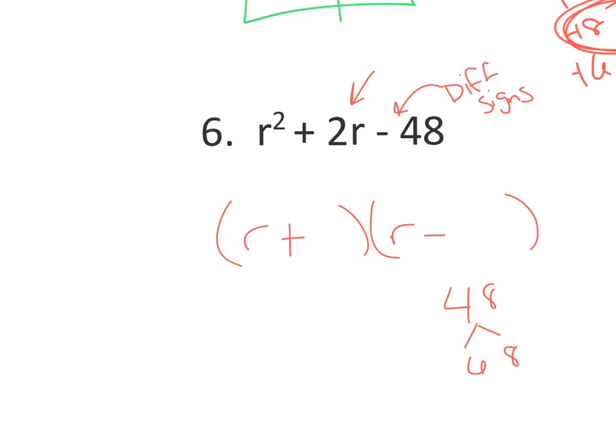So what would make sense? Would it make sense for the 6 to be here and the 8 to be here? The answer would be no to that, because negative 8 and 6 make a negative 2. I don't want a negative 2. I want a positive 2. Okay, so I'm going to put 8 and 6 here.